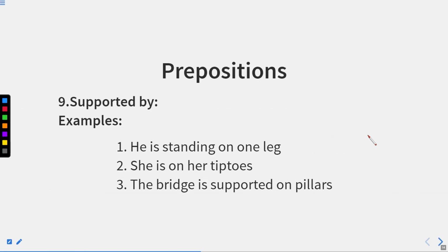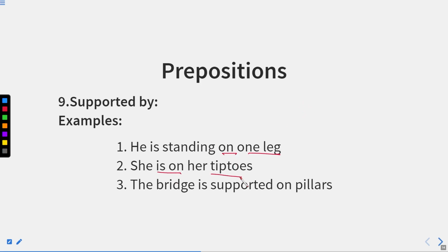Now let us move further. Supported by, when someone supports another one. So we can use the preposition on over there as well. How? He is standing on one leg. So on one leg, it means if she is standing on one leg, only one leg is supporting her to stand. So we can use the preposition on.